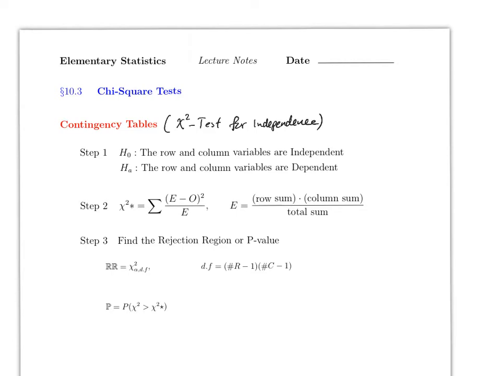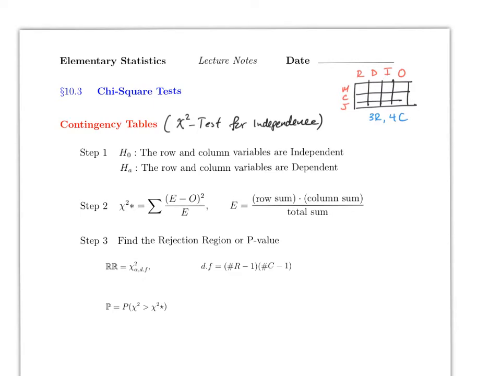Now, in case you forgot what a contingency table is, we saw this in chapter 4. Remember, a contingency table is something that looks like this, where you have rows and columns. We used this in chapter 4 for probability. Remember, for example, this was Republican, Democrat, Independent, Other. This was Muslim, Christian, and Jewish, and so forth. So in this particular case, we have 3 rows and four columns.